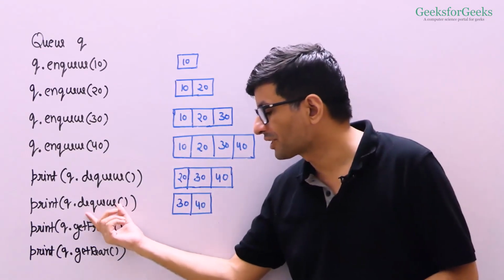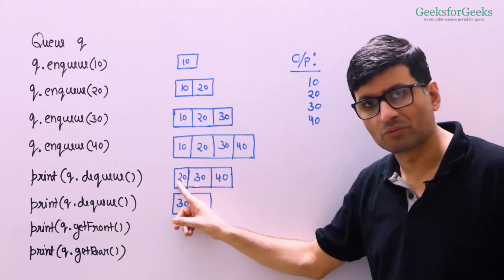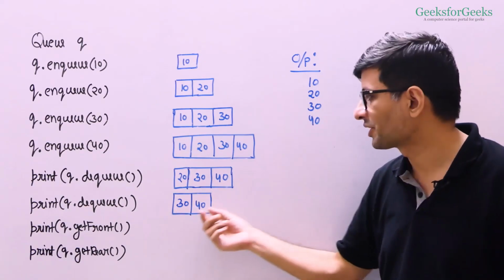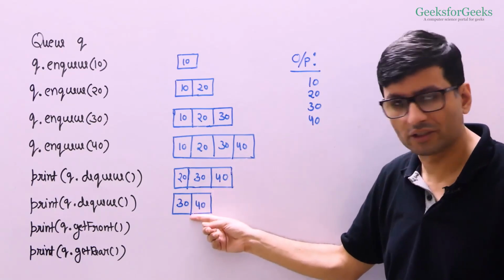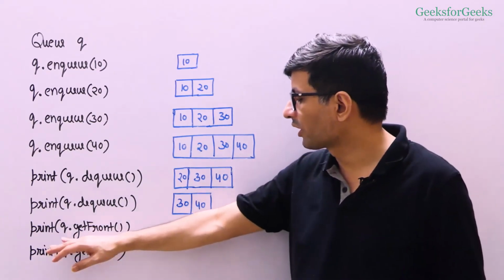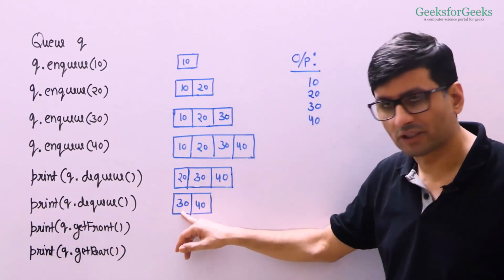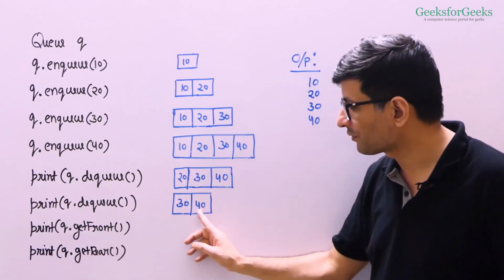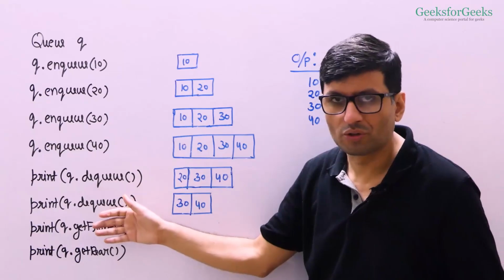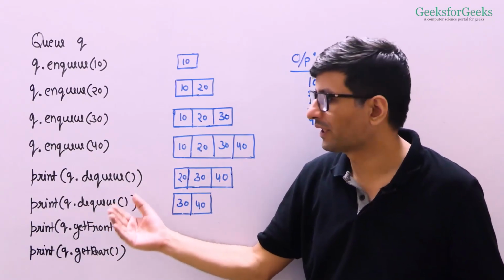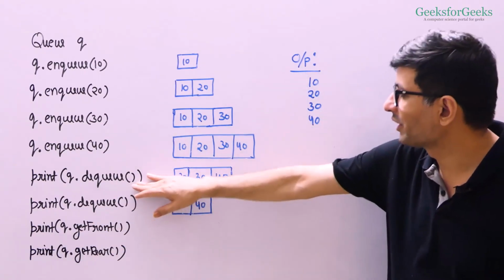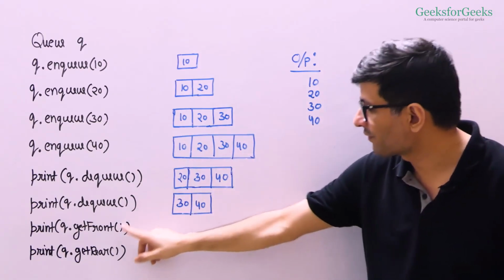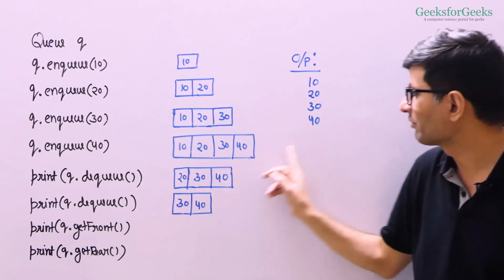Now if you call DQ operation again, 20 will be removed and 30 will be your new front. Rear is not changed by the DQ operation. Rear has been 40, 40, 40, right? Now when we call get front, you will get the output as 30. Front item is 30. Now if you call get rear, you will get the output as 40. So if you implement this pseudocode in any programming language, this DQ will give you 10, this DQ will give you 20, this get front will give you 30 and this get rear will give you 40.